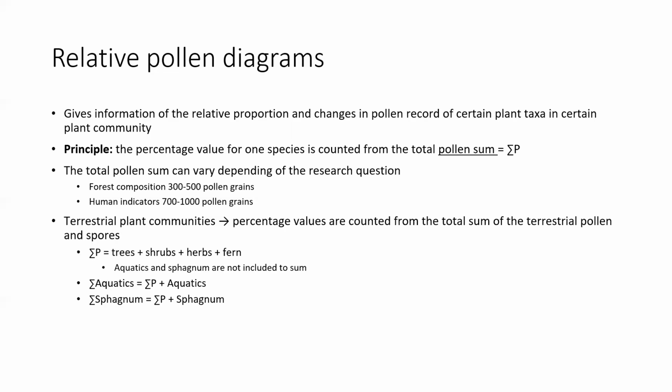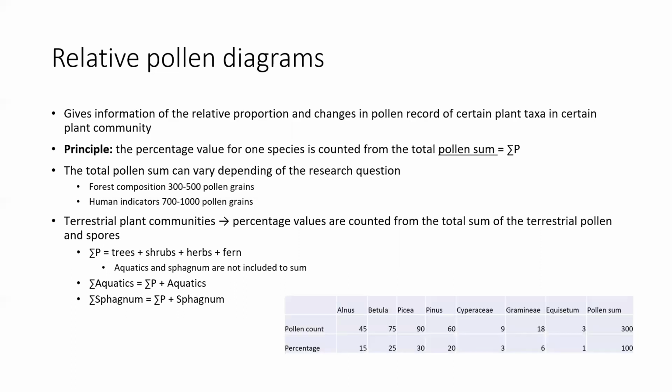So basically how then the percentages are calculated, for example, in terrestrial plant communities, which is the most common thing reconstructed. The percentage values of each taxa are counted from the total sum of terrestrial pollen and spores. So basically the total sum would be trees, shrubs, herbs, and ferns taxa calculated all together.